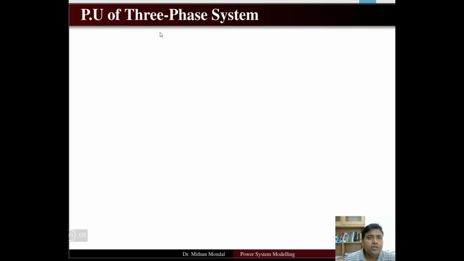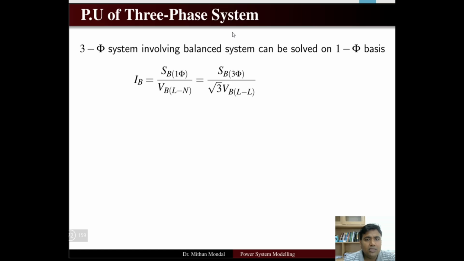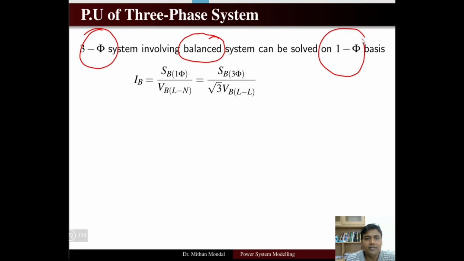Now the per unit of a three-phase system. So we have seen the single-phase system. Let us see for the three-phase system. We know that if a system is balanced, all the three-phase system can be analyzed on the basis of single phase. So the current base can be written in the form of power base divided by the voltage base.